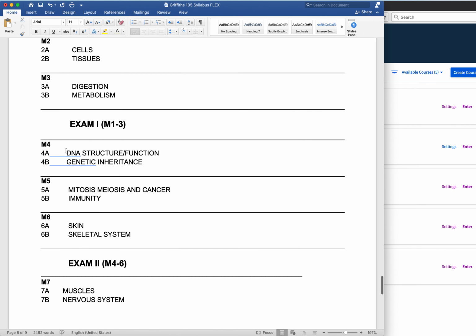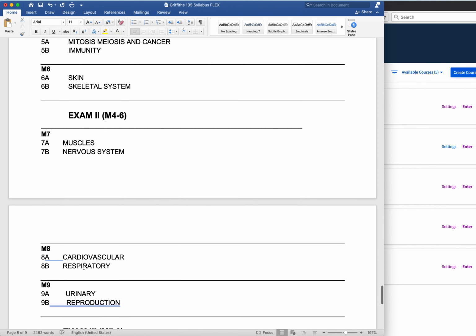So the next one's going to be Module 4, DNA structure and function, 4B, genetic inheritance. Module 5 is mitosis, meiosis, and cancer, as well as immunity. Module 6 is going to cover skin and the skeletal system. And then we're going to have exam 2. Same thing, 60 questions, 6 chapters, 10 questions per.